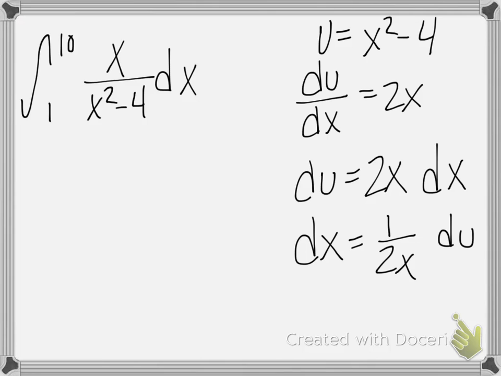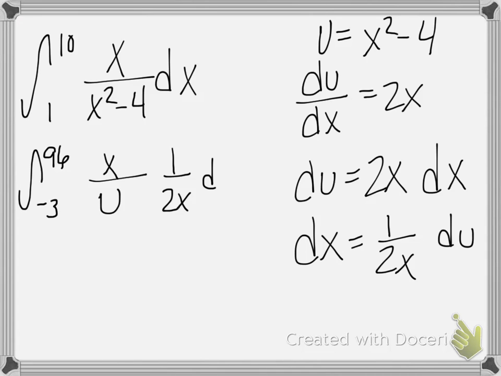Then you'd probably go through and try to sub everything in. So 1 going into u would be 1 squared minus 4, so that's going to be negative 3. And then 10 squared is 100, minus 4 is going to give us 96. And that is going to be x over u, then 1 over 2x du.